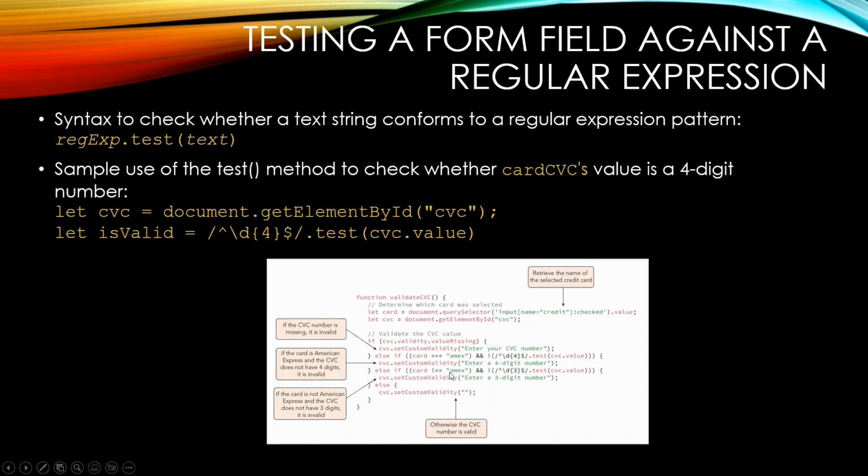If it's not an Amex and it is not a 3-digit number, it's going to give a complaint to the user and say, enter a 3-digit number. If it matches any of this and it's good to go, it's just going to set the validity to blank and the CVC number is considered valid.